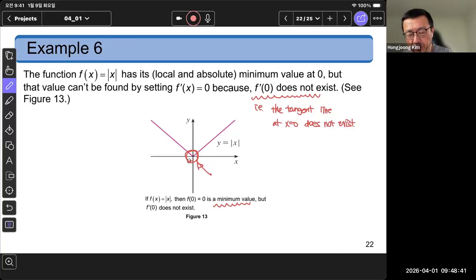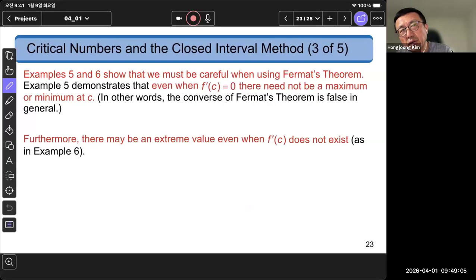So Fermat's theorem required two conditions. First of all, the function has a local minimum or local maximum. Secondly, the tangent line exists at the given point. Then the conclusion is that the tangent line must be horizontal. And we observed two examples.